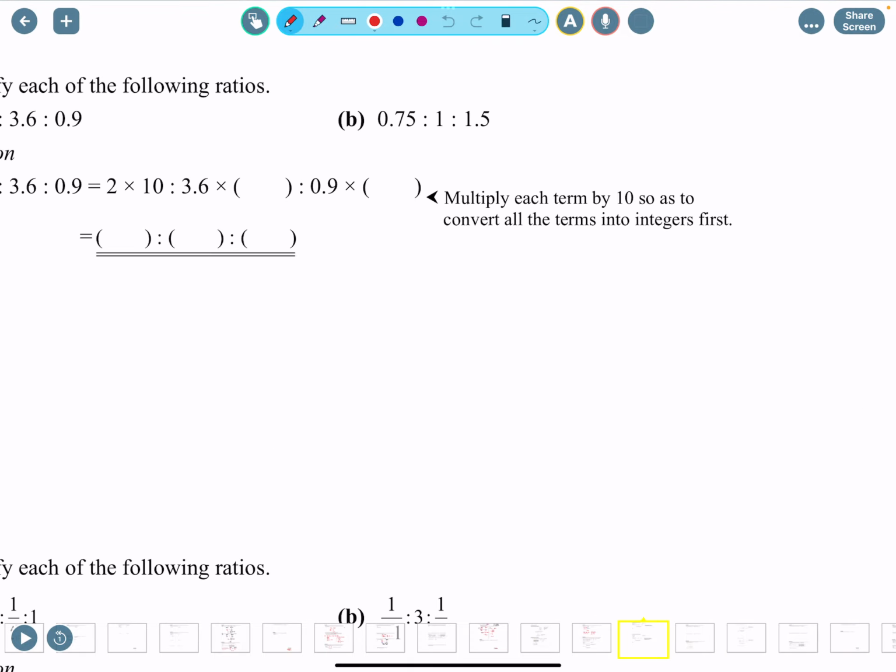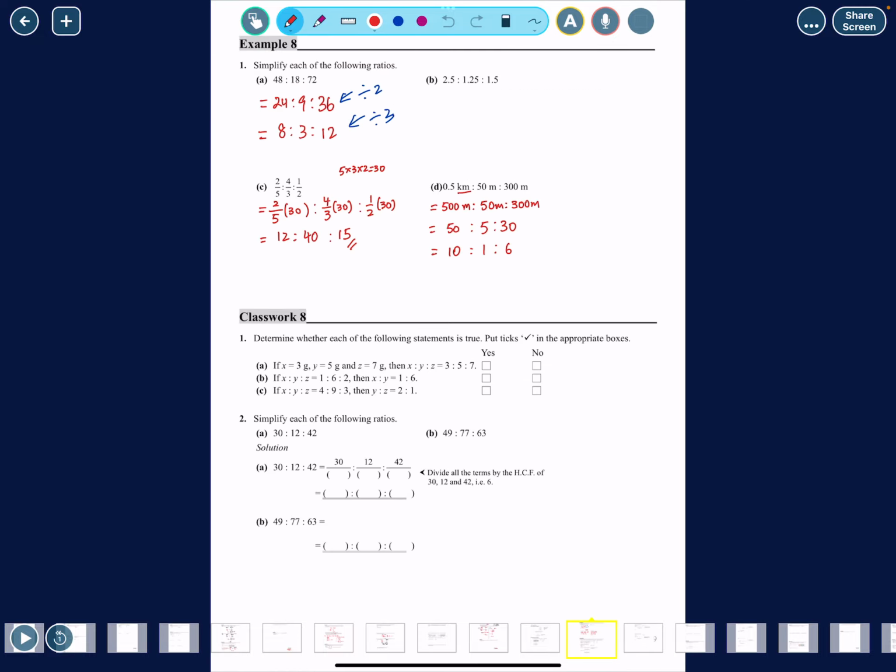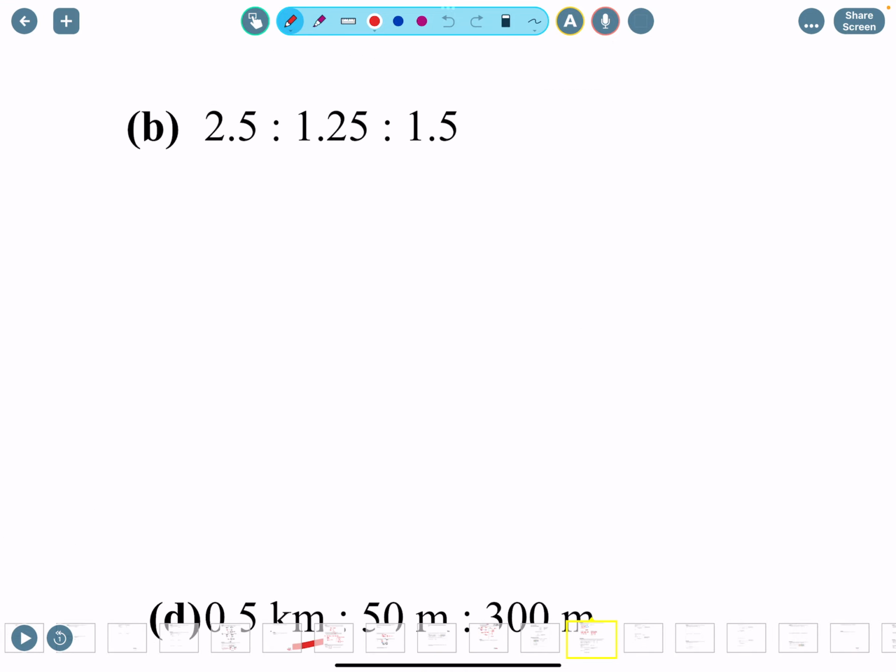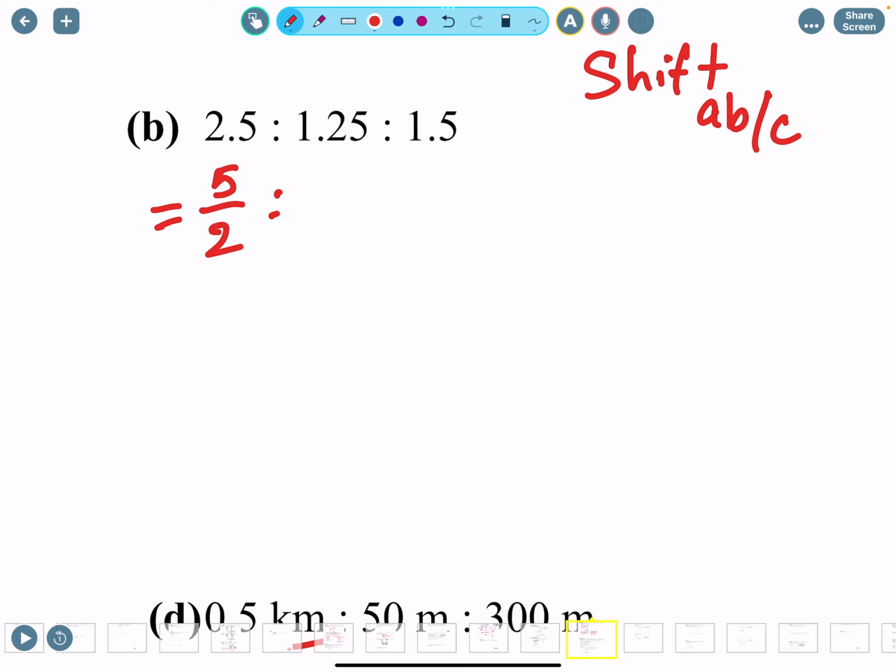You might be asking me, how about the decimals? Good question. Let's handle the decimal here. For decimals, you change them to fractions. Put 2.5 in your calculator, press enter, and then shift ABC to change to the fraction 5 over 2. Then 1.25, enter, shift ABC, gives 5 over 4. 1.5, enter, shift ABC, gives 3 over 2.